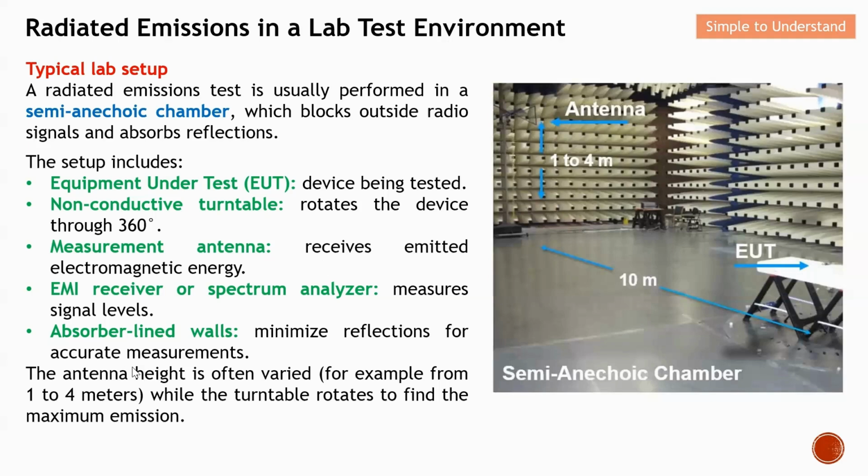Okay, so next, the antenna height often varies. Basically you can see from here, the height of the antenna often varies. In short, it varies from 1 to 4 meters, while the turntable rotates to find the maximum emission. Imagine your DUT here, it will rotate 360 degrees to find the maximum emission that the DUT actually produces. So this is a typical lab setup for radiated emission.